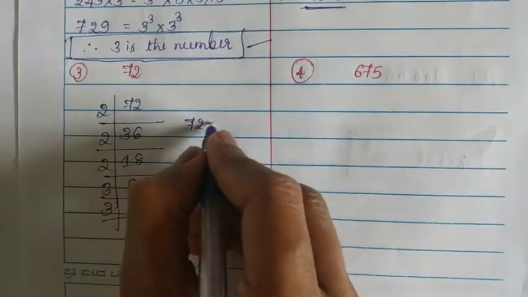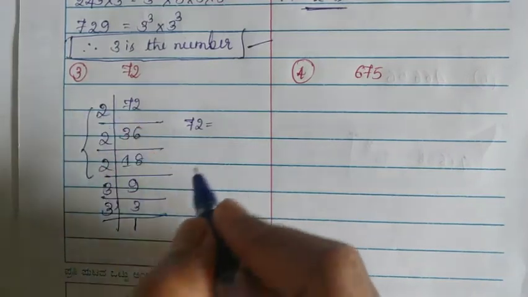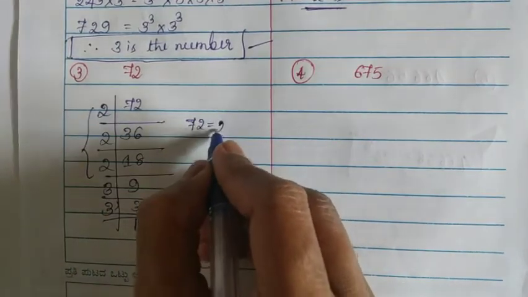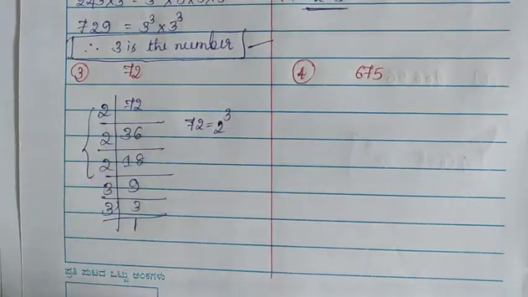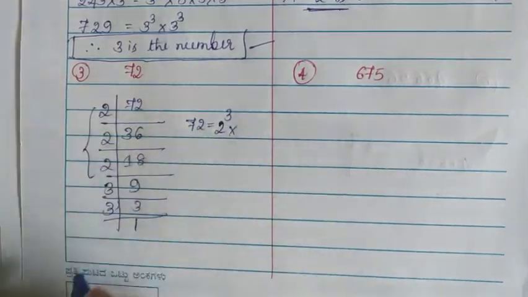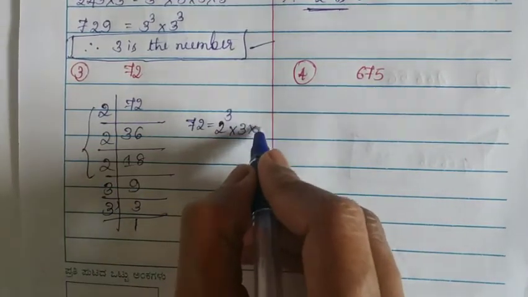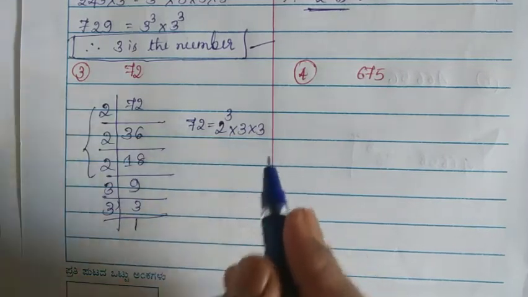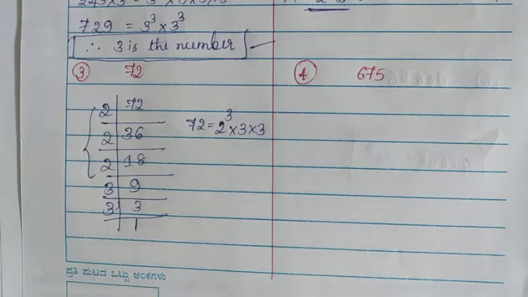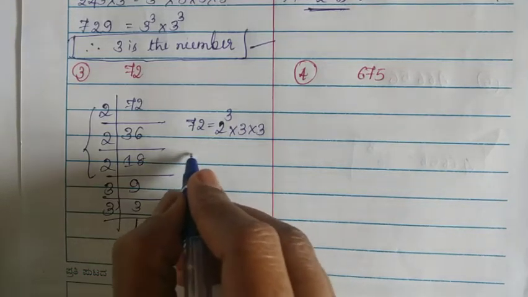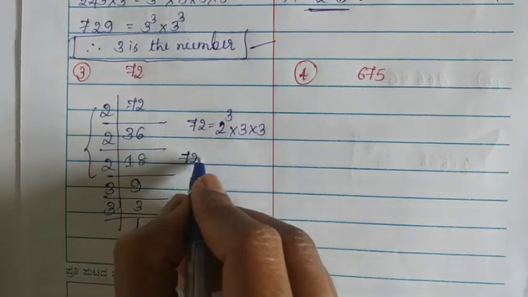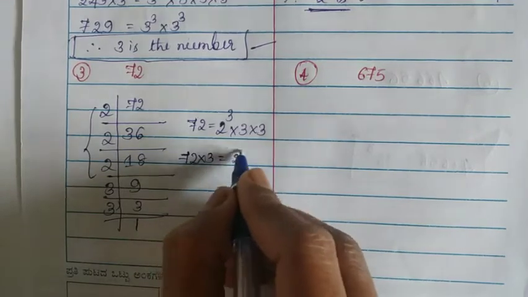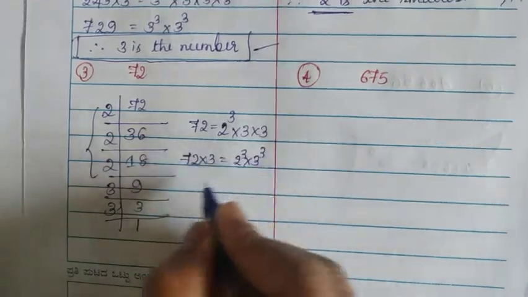72 is equal to... how many 2's are there here? 3 2's are there. Now let us write in the form of a cube: 2 to the power of cube. How many 3's are there here? 3 into 3. Observe here, another one 3 is needed to complete this 72 as a perfect cube. Yes, 72 into 3 is equal to 2 cube into 3 cube.